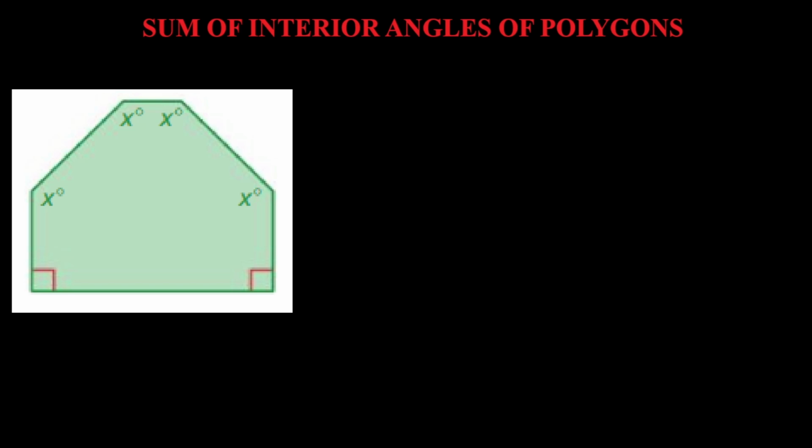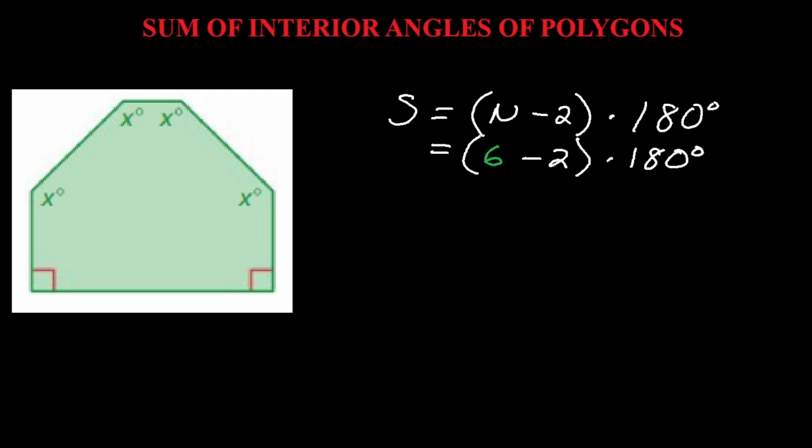So we'll start off with the formula for the sum of the angles inside the polygon. So the sum is equal to the quantity n minus 2 times 180 degrees. We replace the n with the number of sides of the polygon, which is 6. Then we simplify inside the parentheses. 6 minus 2 gives us 4. And finally, we multiply 180 times 4, which gives us 720 degrees.